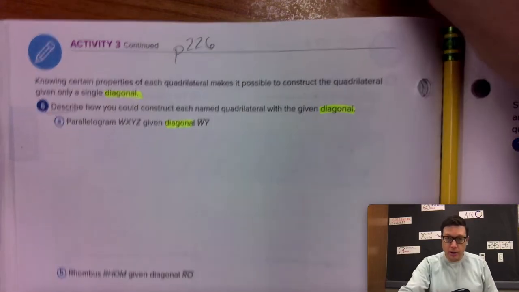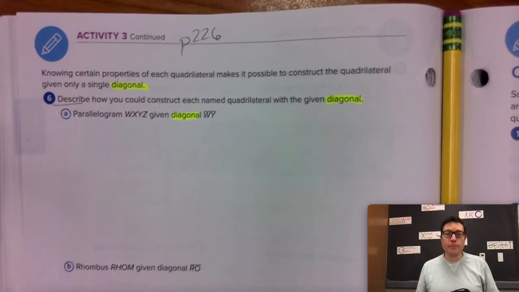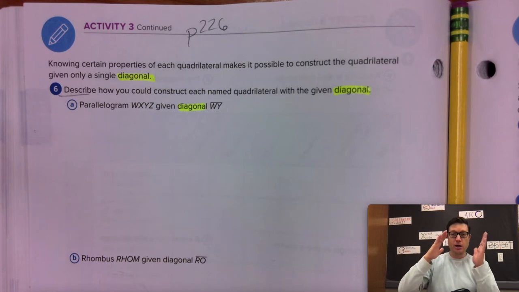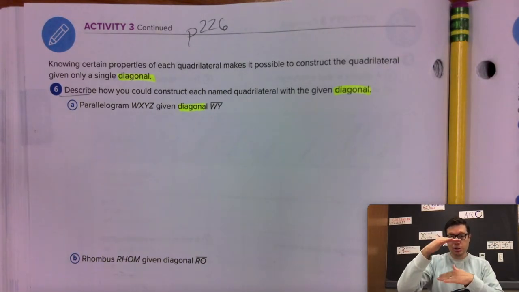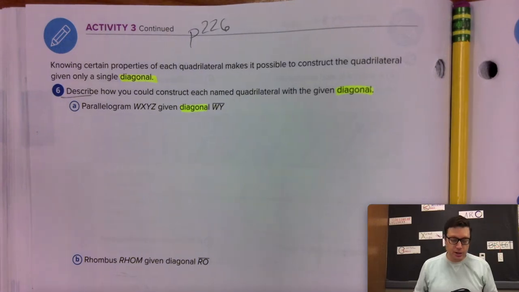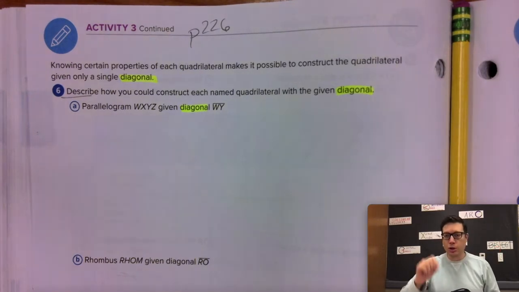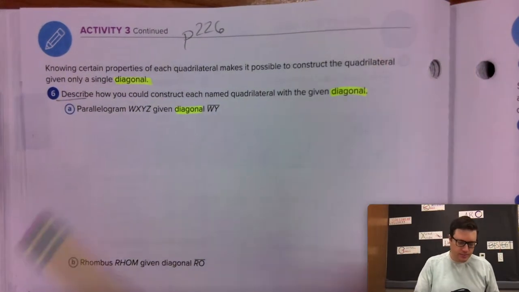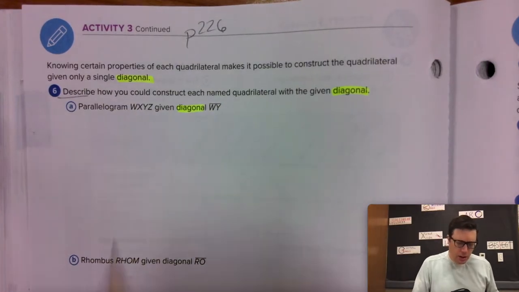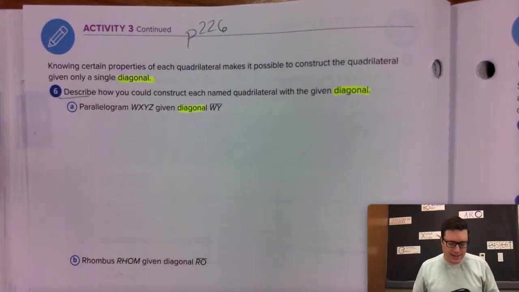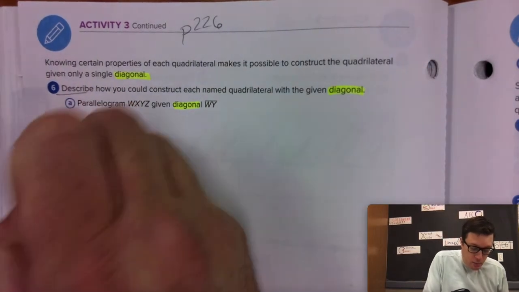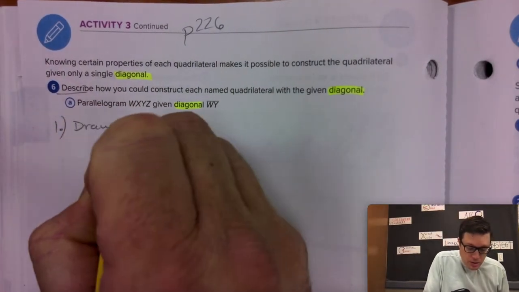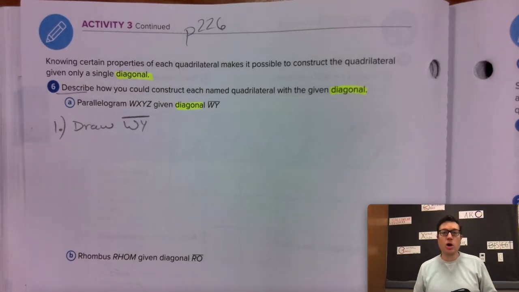So a parallelogram. For a reminder, a parallelogram has two pairs of parallel sides. They happen to also be the same distance, like the same length. These two are the same length, these two are the same length, and so when we create a parallelogram, we're looking for that consistent measurement. Okay, parallelogram WXYZ, given the diagonal WY. So I guess step one, draw WY. All right, call that first.